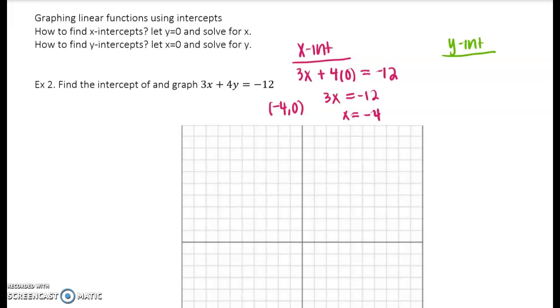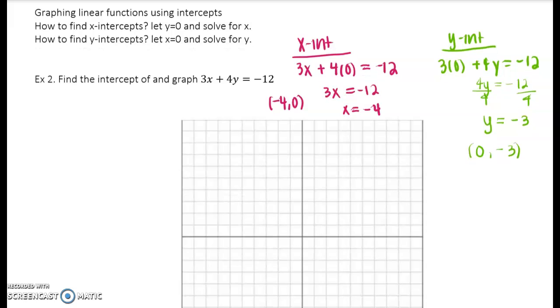So wherever you see an x, you're going to put a 0. And then divide by 4. You get y equals -3. So that's going to be 0, -3. All right, now we're going to go ahead and plot these.